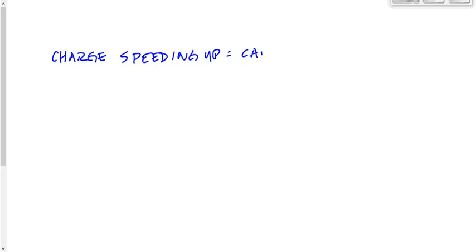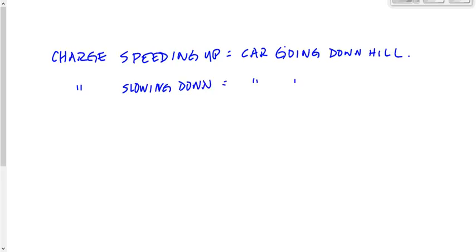It's like a car going down a hill. If I could just learn how to spell going, then it would all be good. There we go. Going downhill. The charge is slowing down. That's like a car going up the hill. In both cases, it's EI equals EF.